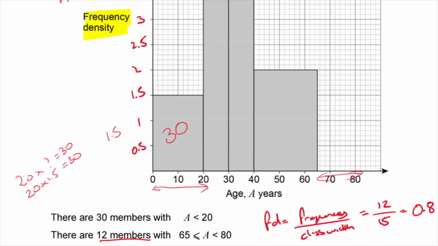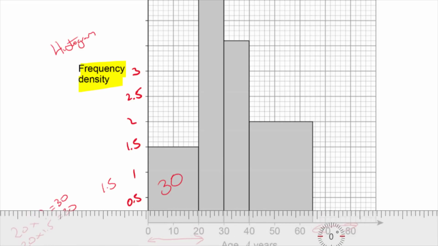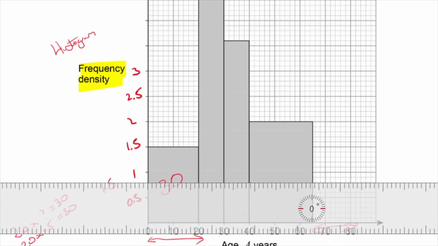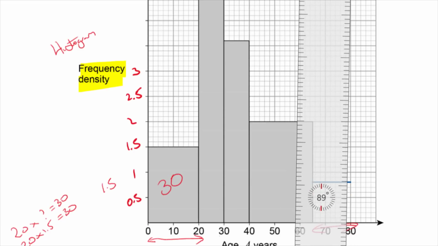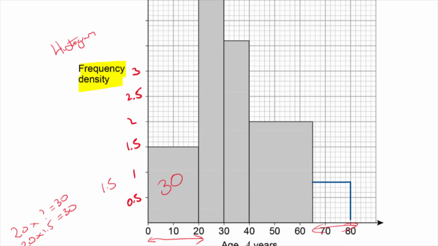Luckily there are smaller blocks within there. So we've got to draw a bar of height 0.8. So 1 was here. So each one of these little squares has got to be 0.1 then. So get my ruler out. At a height of 0.8 and a width of 15. So it's going to look like that, and then down to 80, and that represents 12 people. Okay, so that's that one done.